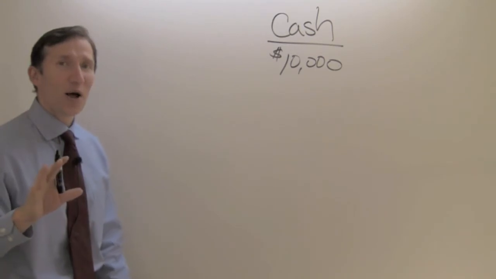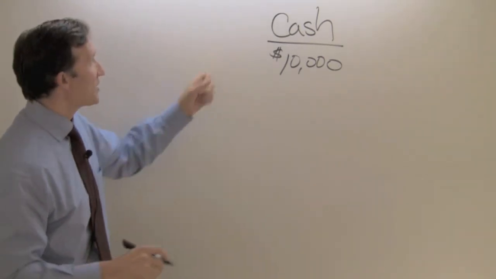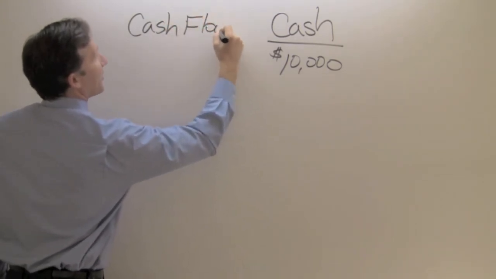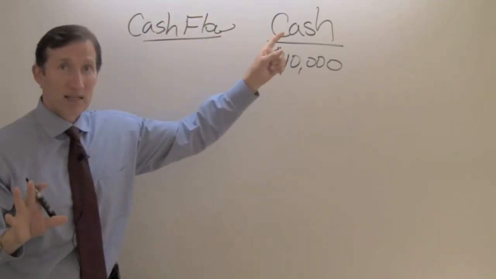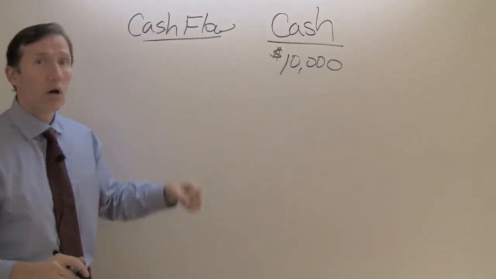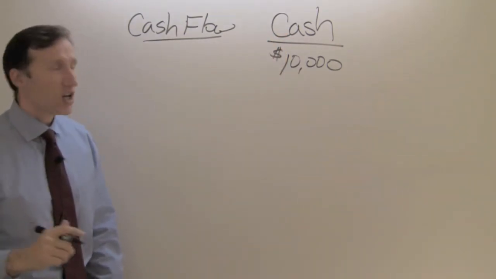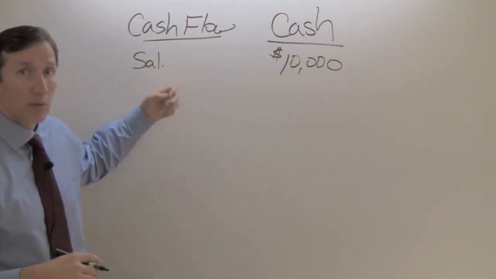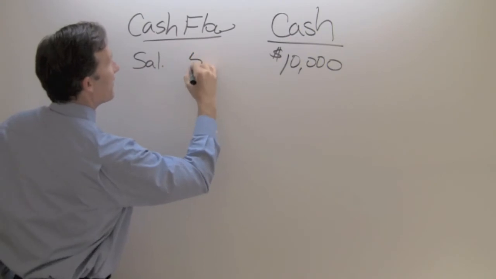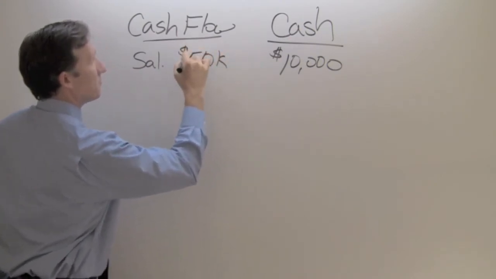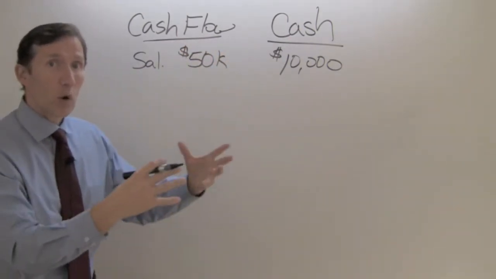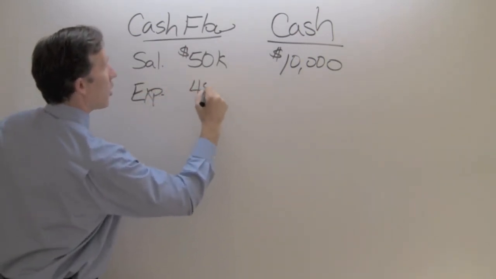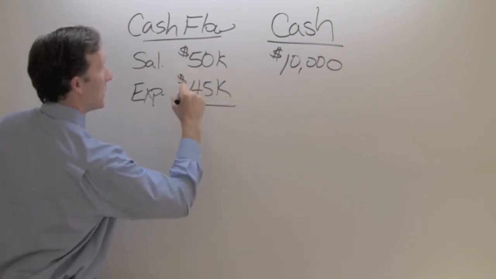Let's go on with the example we talked about. Cash flow is going to be more like a checking account. Cash was like a savings account, and cash flow is more like a checking account. In your checking account, the money that comes in is your salary. Let's say that's $50,000 a year. That's your cash flow in. Now your cash flow out is the expenses that you have over the course of a year.